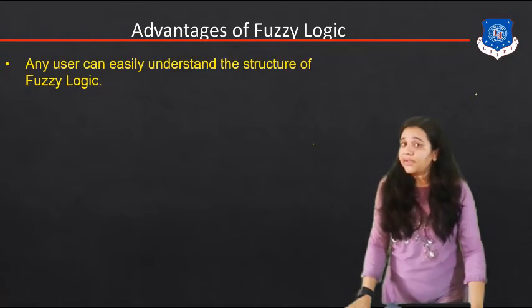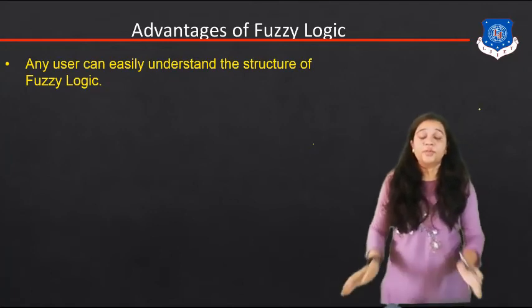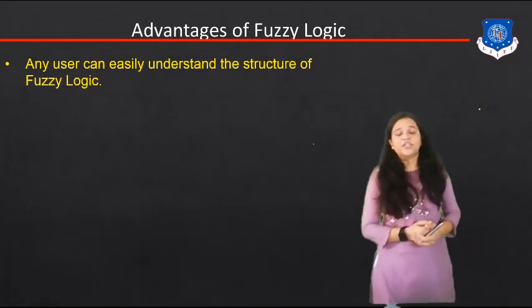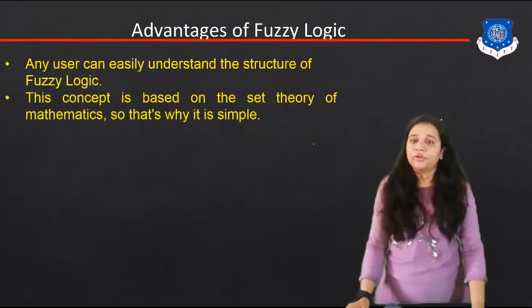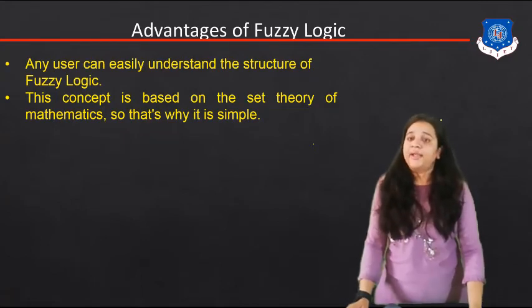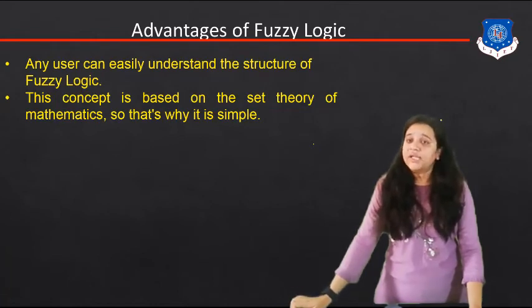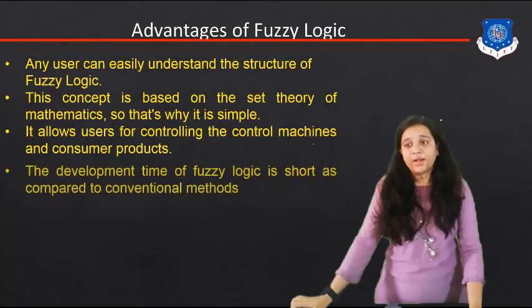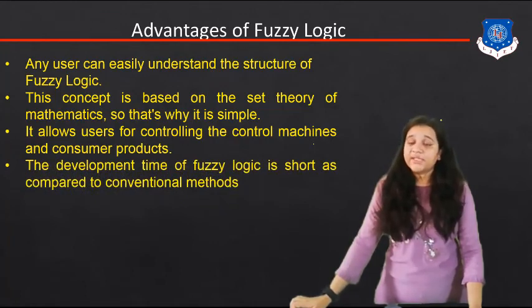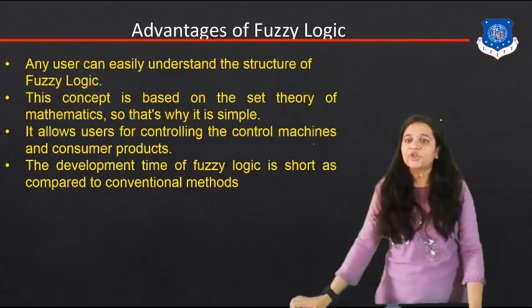Now what are the advantages of fuzzy logic? So any user can easily understand the structure of fuzzy logic because the block diagram and architecture of fuzzy logic is very simple. This concept is based on the set theory of mathematics. So that's why it is very simple, because we can easily understand the concept of fuzzy logic theory. It allows the user to control machines and consumer products, and the development time of fuzzy logic is short as compared to the conventional method. So these are the advantages of fuzzy logic.